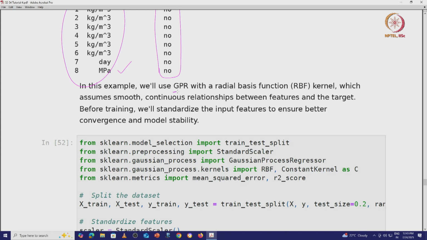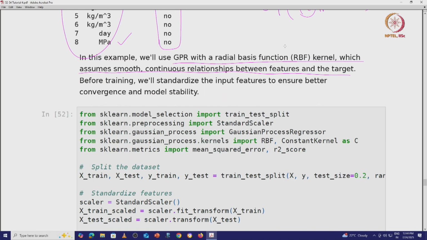We will first use GPR with a radial basis function kernel, which assumes a smooth continuous relationship between the features and the target. If you remember this RBF kernel, it assumes a functional form like this. You are looking at the distance between the feature vectors of various data points as you are making the prediction, and this is the gamma factor that we already discussed. This RBF kernel is used to model the covariance of the predicted values. If you remember, we have to assume a certain form of covariance in the Gaussian process regression framework. If you look up the lectures, you will remember.